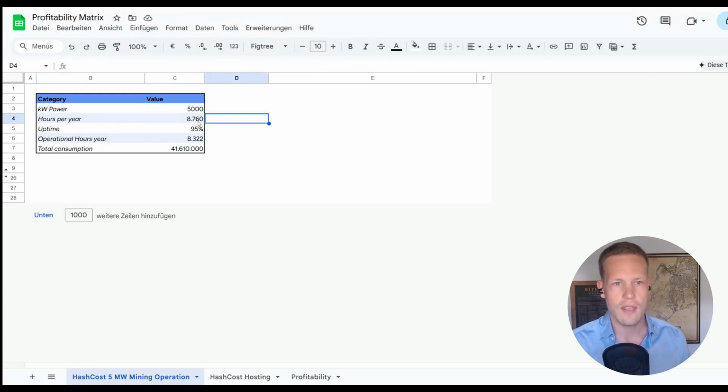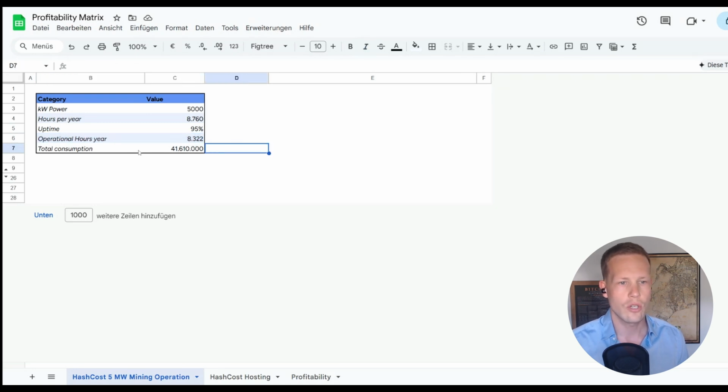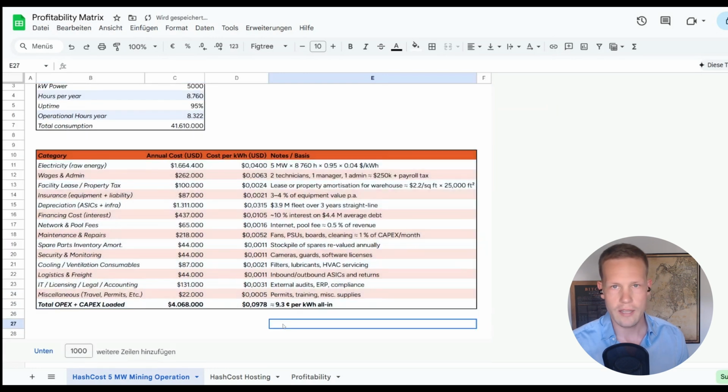The hours per year is 8,760. We can anticipate an uptime of around 95%. That's reasonable. So the operational hours are 8,322, and the total consumption, which would be our operational hours times the 5 megawatts, would be 41 million kilowatt hours, right? And now we'll start at the top to get to our cost per kilowatt hour, right?